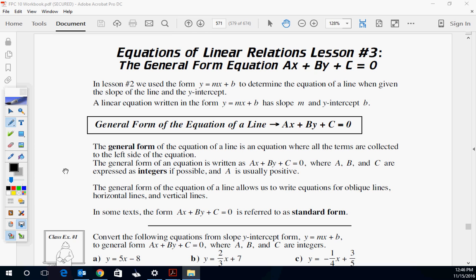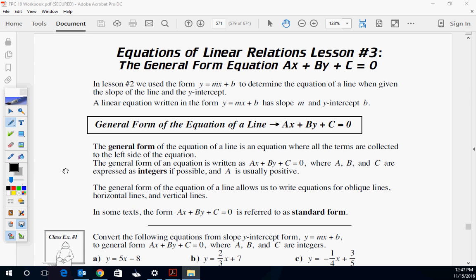Lesson 6, so we are switching to general form now. Here's what you've got to know about general form. You cannot have fractions, x and y are on the same side, and you should set it equal to 0. So something x plus something y plus the constant, all on one side of your equation. That's what general form is.